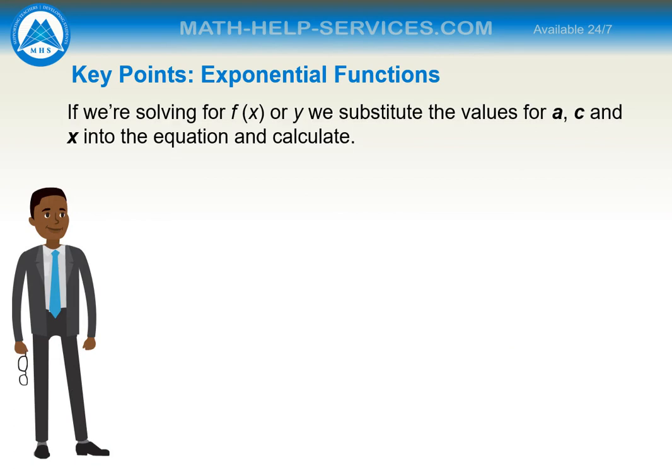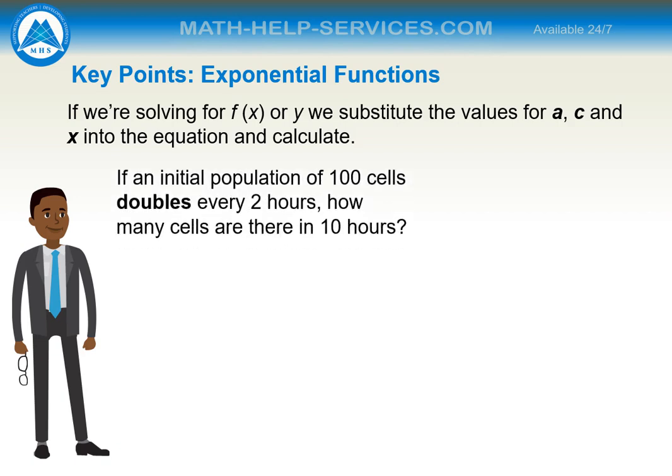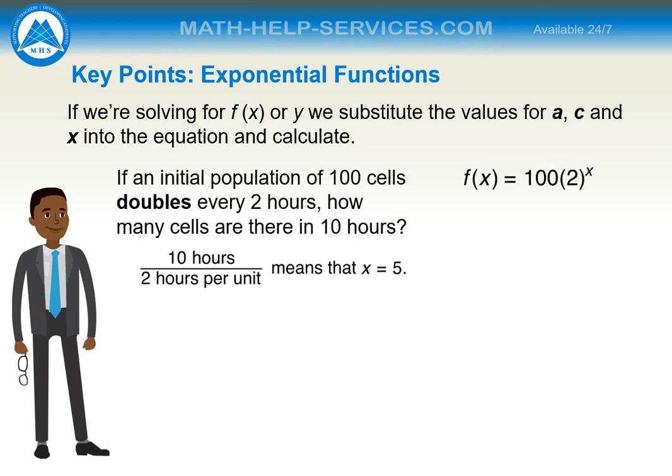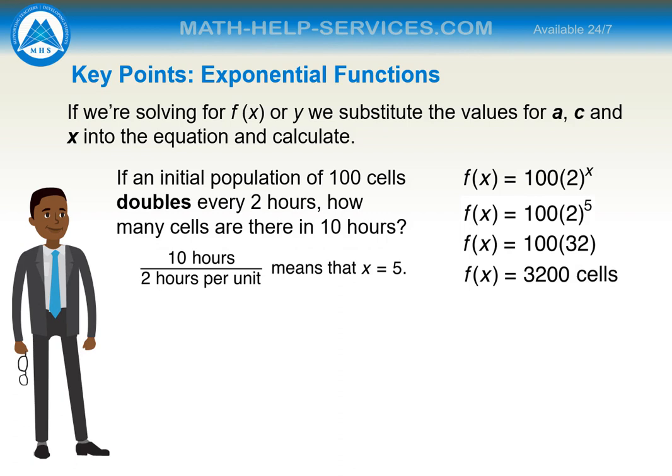If we're solving for f of x or y, we substitute the values for a, c, and x into the equation and calculate. If an initial population of 100 cells doubles every 2 hours, how many cells are there in 10 hours? Well, 10 hours per 2 hours per unit means that x equals 5. Here's the function for this. Substituting 5 for x, we can simplify. Remember, we follow the order of operations, which says we do exponents first, then we multiply, and we see that f of x is 3,200 cells.